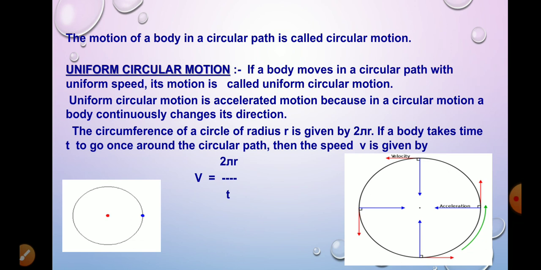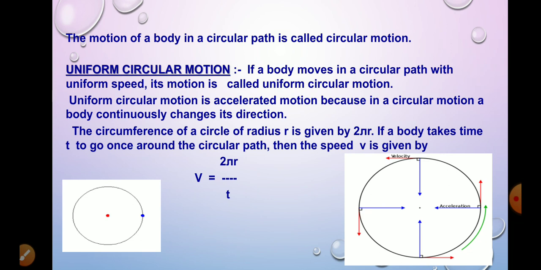So what you can see, the stone moves in a circular path. You may have played with this, you may have done this activity, where one stone is tied to one end of a string, and the other end of the string is held tightly, and you just rotate it. Okay, so what happens, the stone starts moving in a circular path.